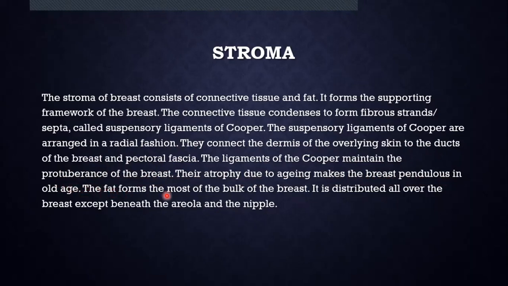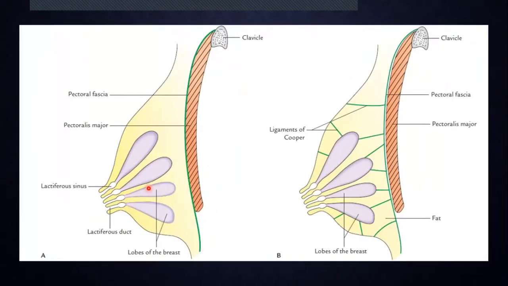Now, the fat forms most of the bulk of the breast, and variations in size of the breast are due to this fat. It is distributed all over the breast except beneath the areola and the nipple. So let's look at the diagram. Here you can see the breast lobes. This is the parenchyma. Then here you can see these ligaments of Astley Cooper. You can see they are connecting the dermis to the lobes and to the ducts, and some to the pectoral fascia. So they maintain the protuberance of the breast.